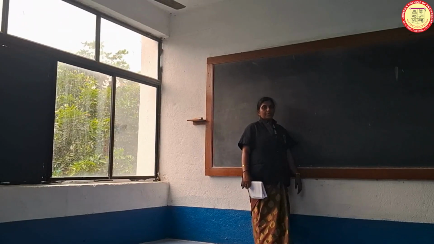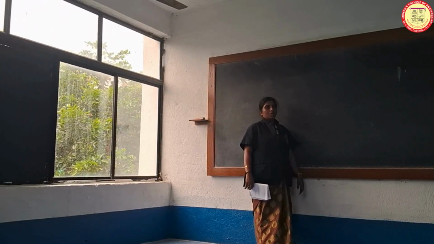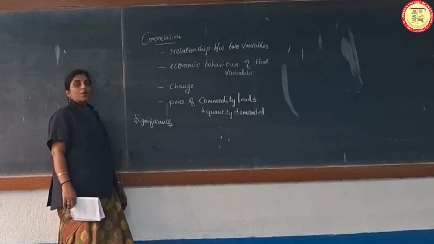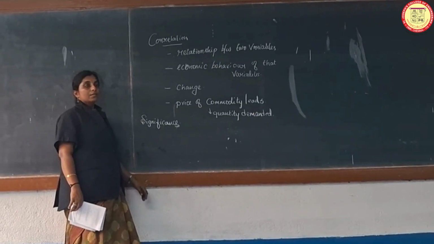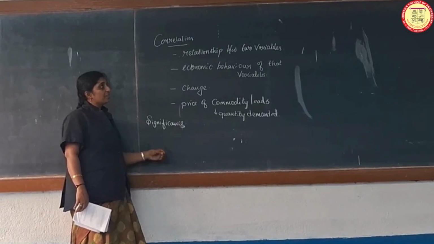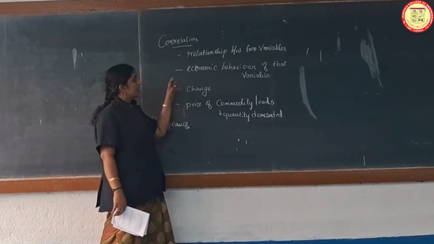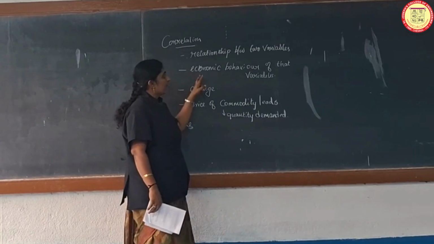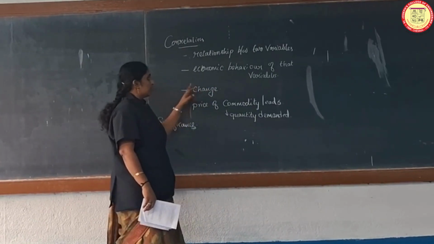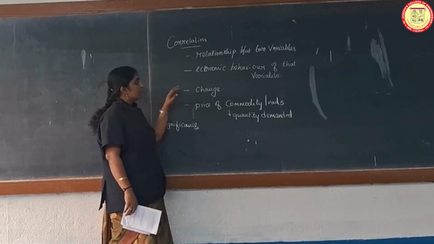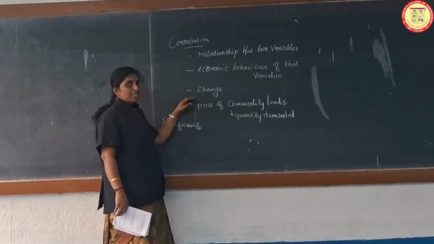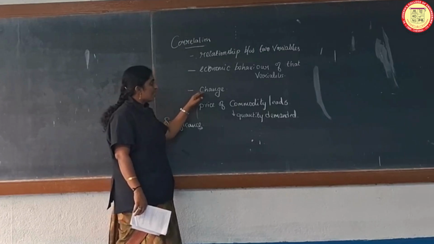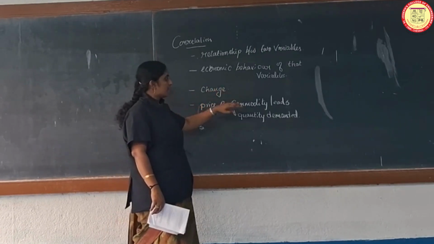Today I am going to discuss one simple topic in data science called correlation. Correlation is a statistical tool. It's used to study the relationship between two variables, and also to understand the economic behavior of those variables. For example, if two variables are said to be correlated, it means that changes in one variable can cause changes in the other variable.